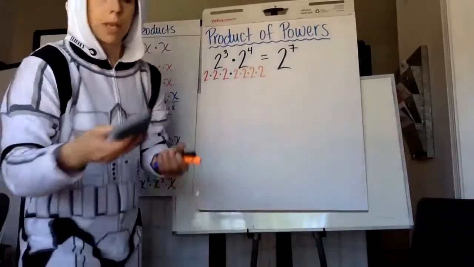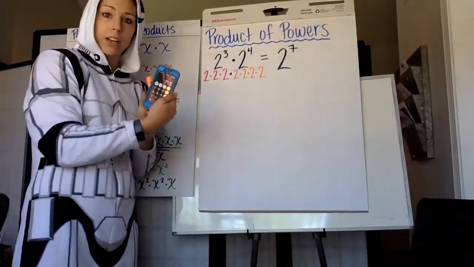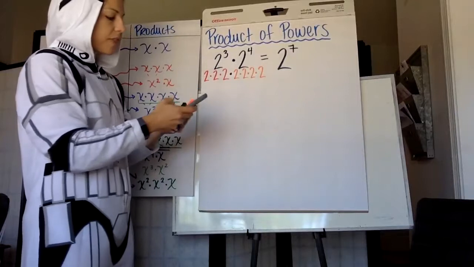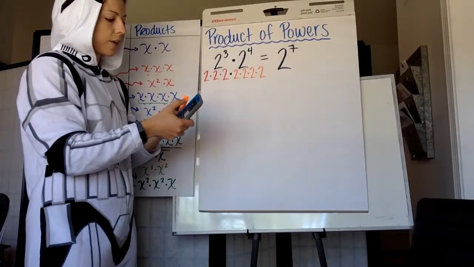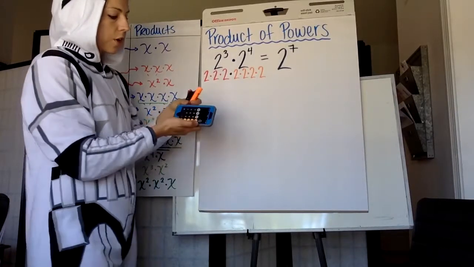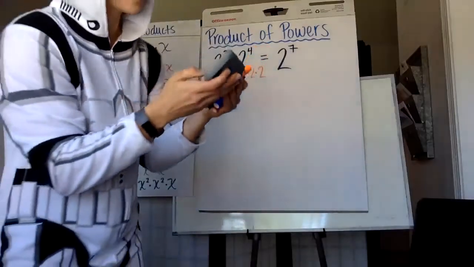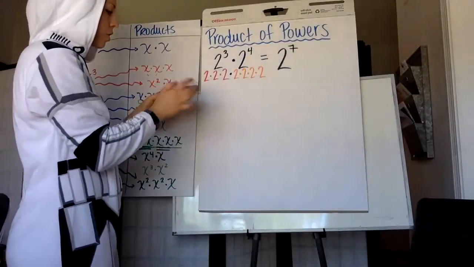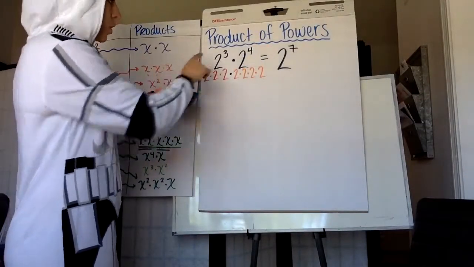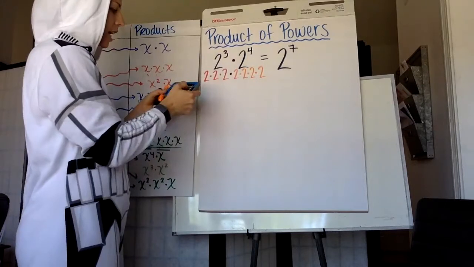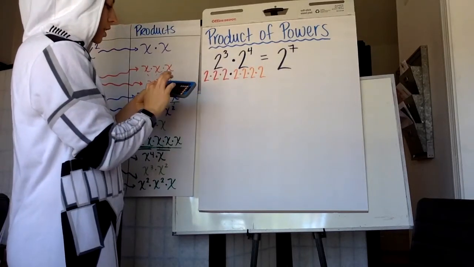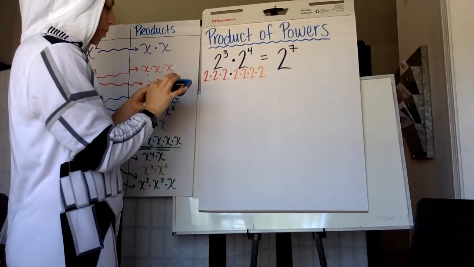Now, if you don't believe me, go ahead, grab your calculator, and let's see what that actually means. In your calculator, if you're using your phone, you're going to flip it sideways, and that will allow you to do our powers. So I'm going to go ahead and do 2 to the power of 3, which is 8, times 2 to the power of 4.